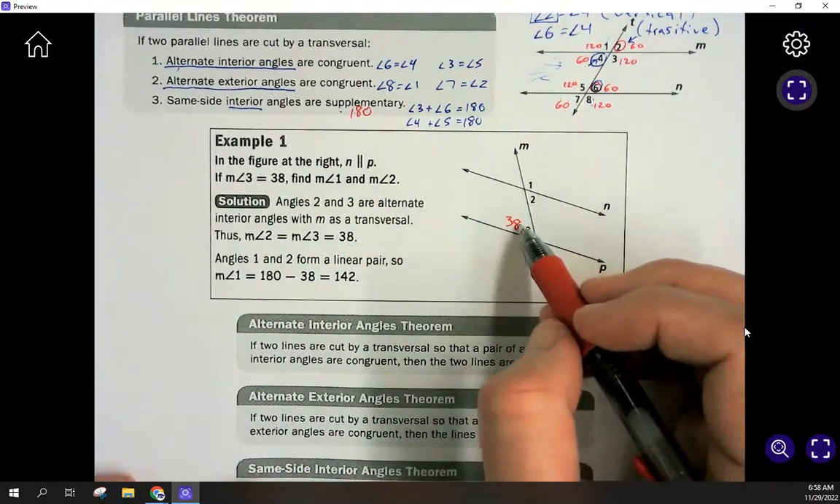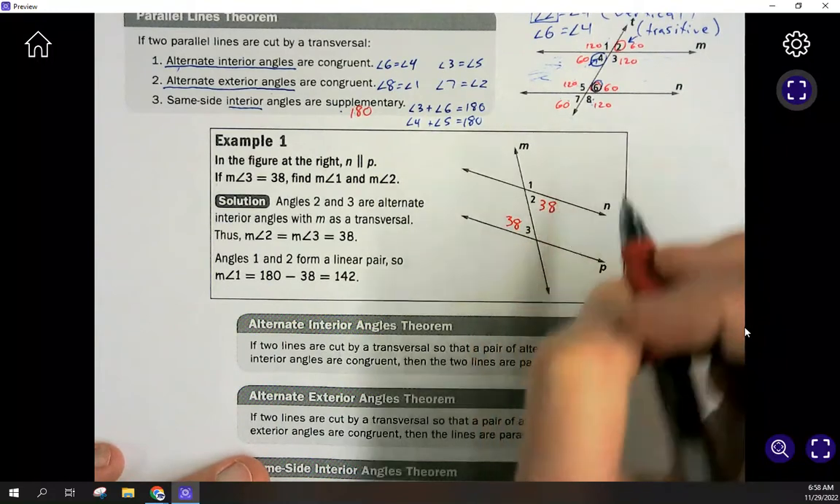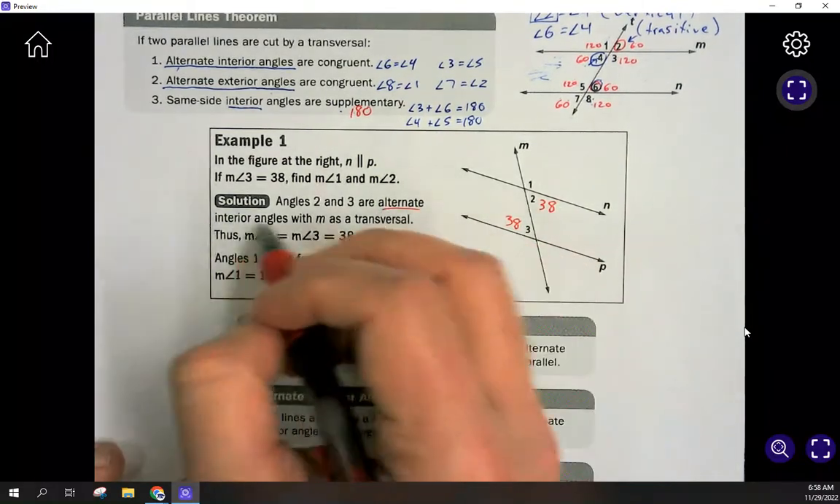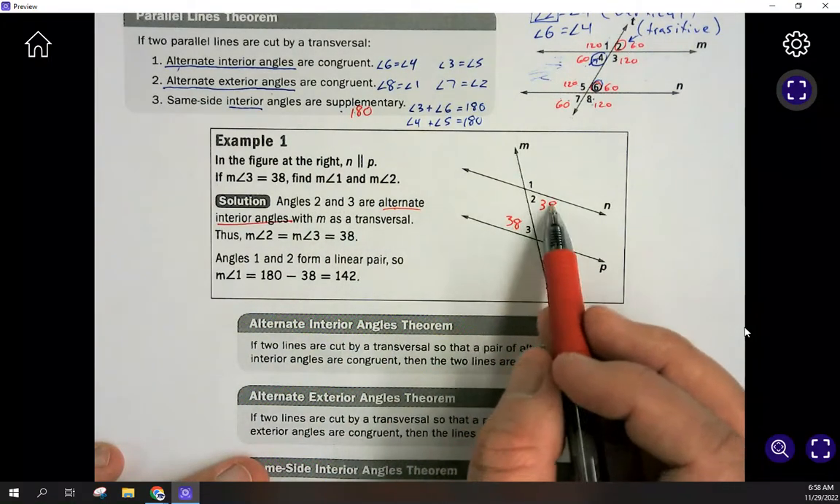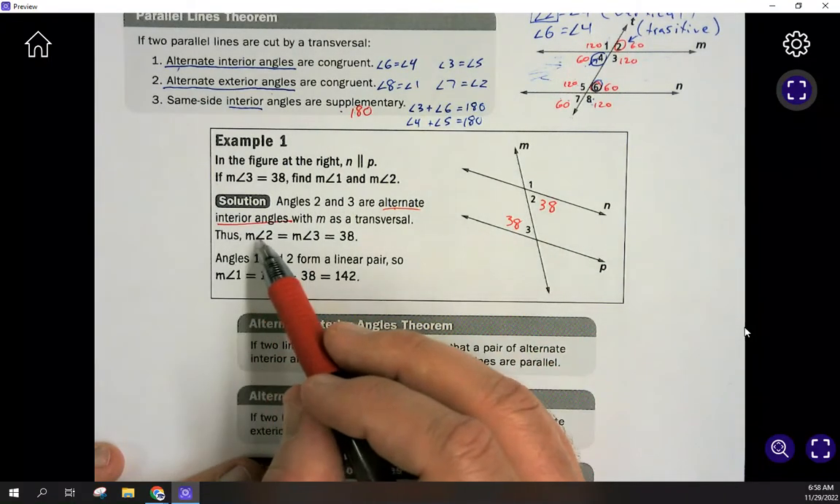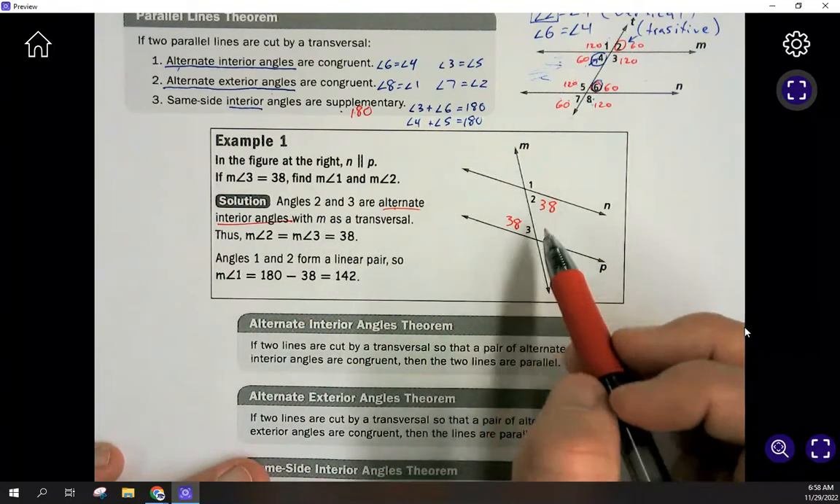So I can say that 3 and 2 are equal. And the reason is those are alternate interior angles. So angles 2 and 3 are alternate interior. Okay, therefore they're equal to each other. Therefore, both of them are 38.